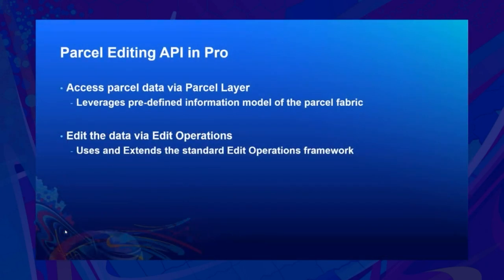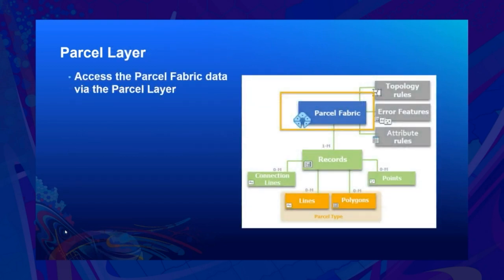Okay, let's get to the API. There are 2 key functional areas. The first is the parcel layer that allows us to access the data, and the second is the edit operations framework. For the parcel layer, this new API leverages the predefined and well-known information model of the fabric, and for the editing part, it extends the standard framework for edit operations. We access the fabric data through a number of extension methods available from the parcel layer.